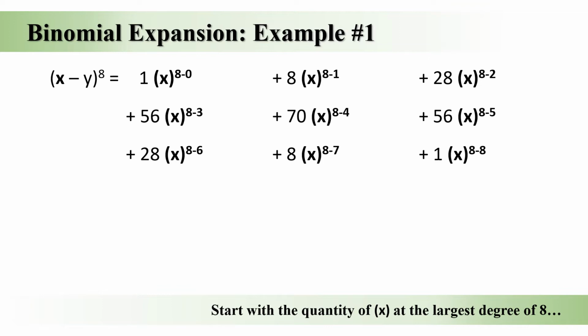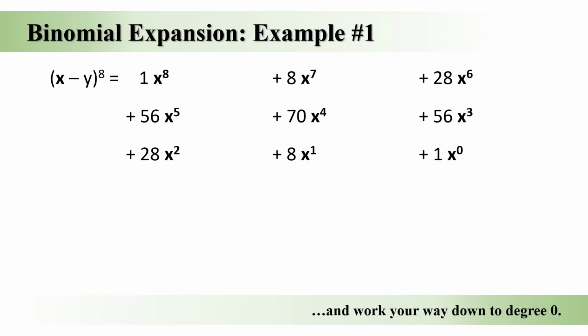Then we go ahead and we add 8 times x raised to 1 degree less than before. That's why it goes x raised to the 8 minus 1. Well, that works out to be x to the 7th. Then we move on to the third term, and we'll have to write again 1 degree less for x. So we'll now write 28 times x raised to the 8 minus 2, which actually is just 28 times x to the 6th. And we'll continue this process until you get down to x to the 0.